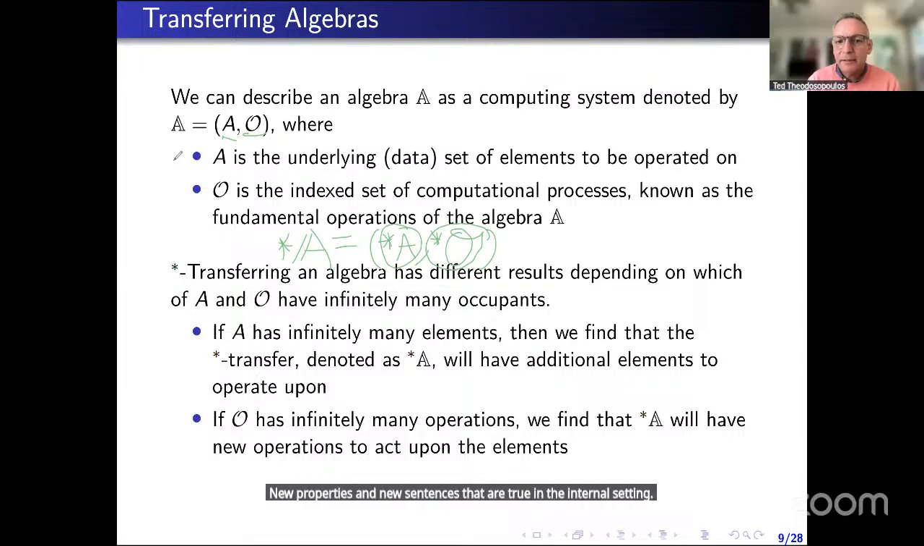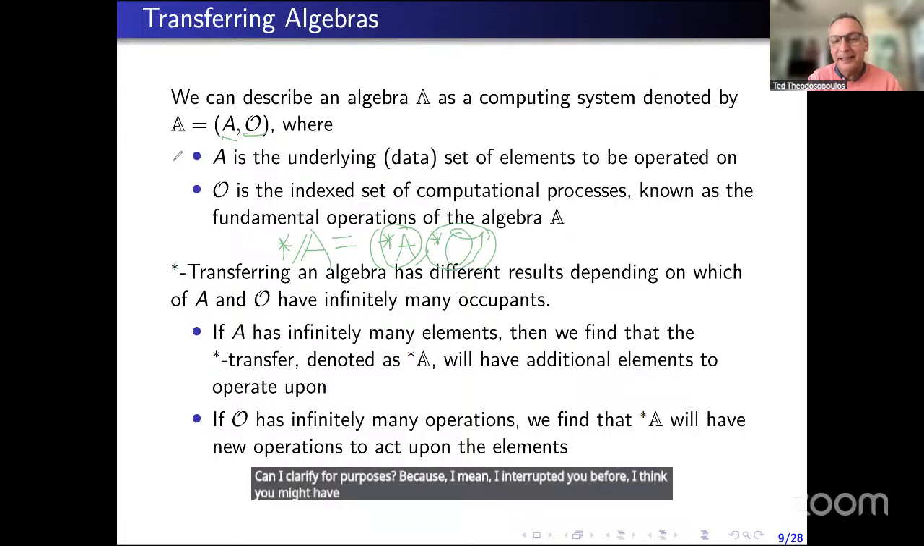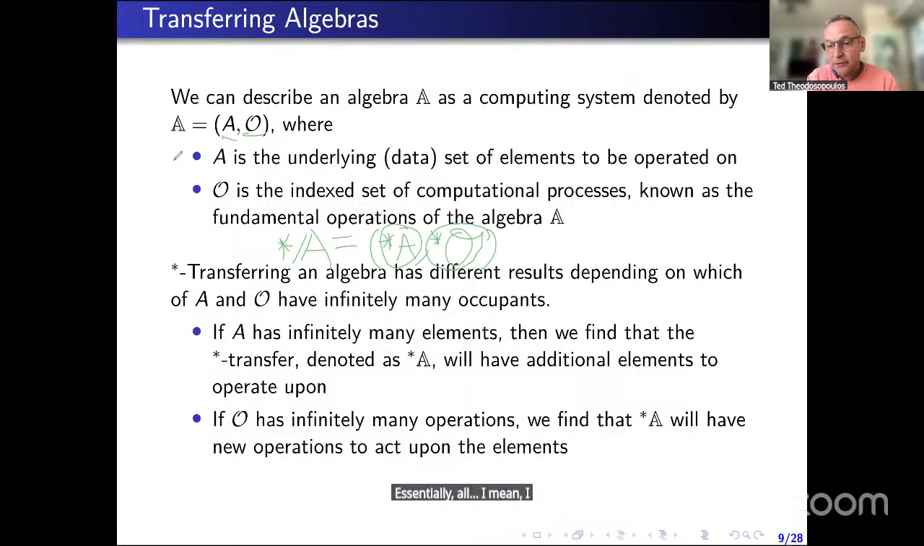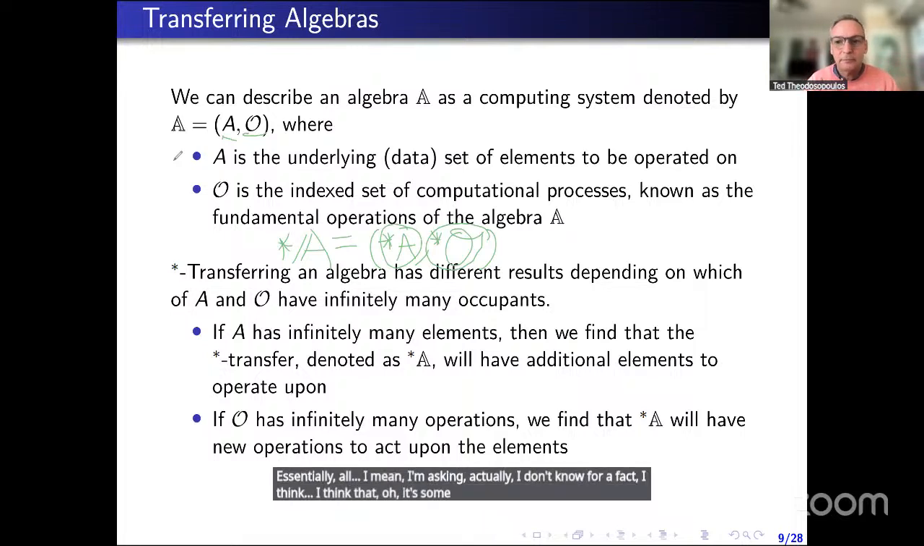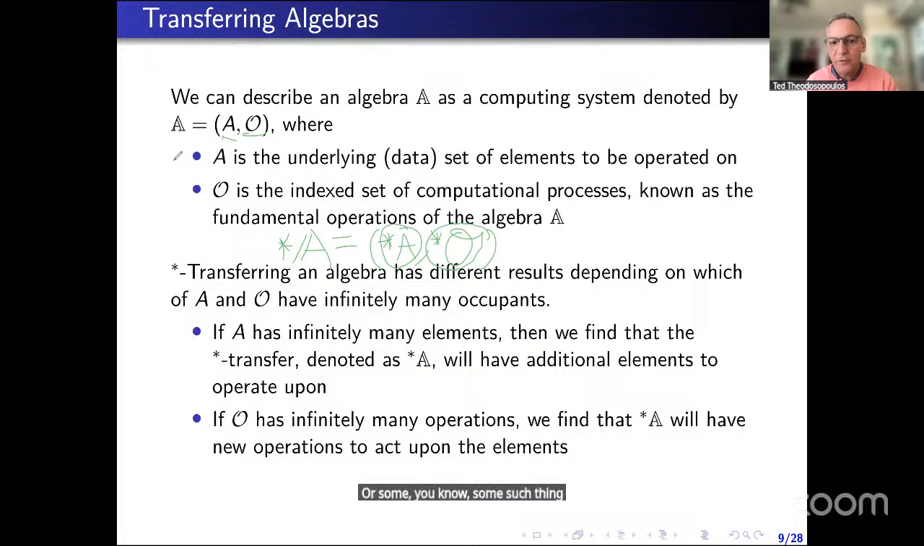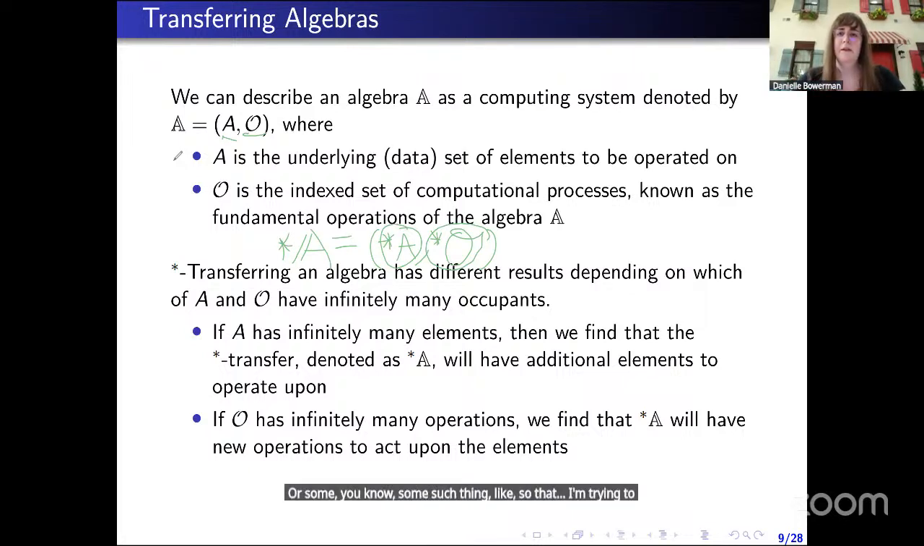Can I clarify for purposes, because I interrupted you before. I think you might have said more, but in any case, for people who don't know this setting for an algebra, essentially O, I'm asking actually, I don't know for a fact, but I think that O is some sort of essentially endomorphism of arbitrariety on A, or some such thing, so that I'm trying to make sense of star O essentially. Okay. Right? So for example, we can talk about star O later.